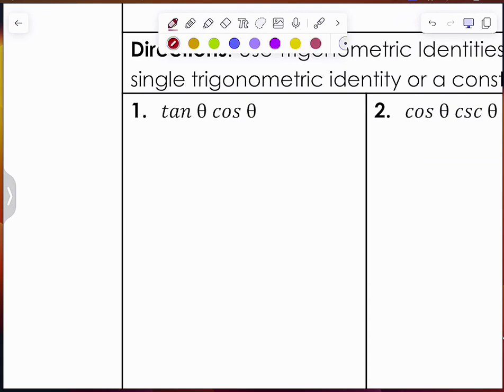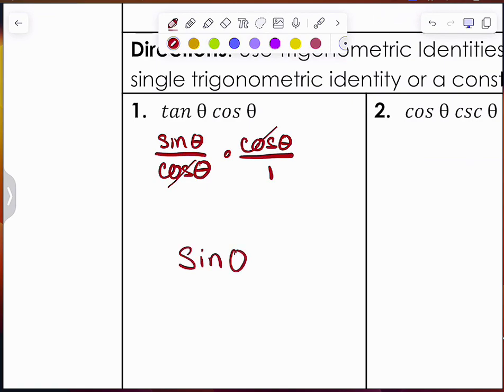So I'm going to replace tangent with sine over cosine. And cosine of theta is over 1. And now I just have a simple fraction problem. Cosine over cosine cancels, and this equals sine of theta.